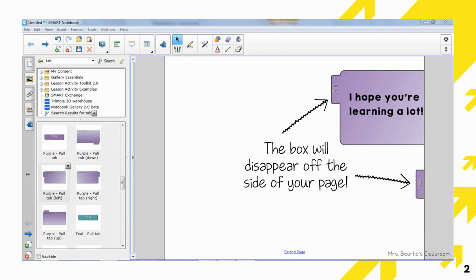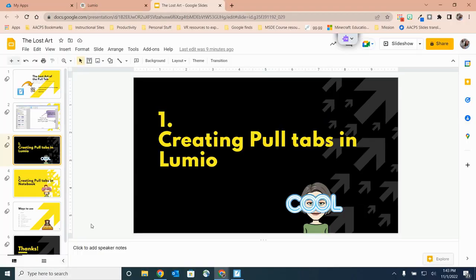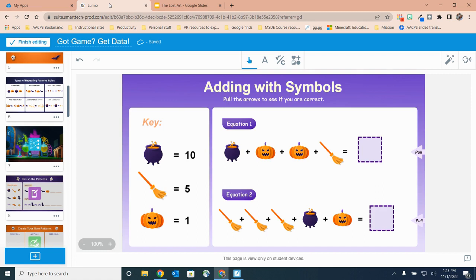And we're going to see today how to create those pull tabs not only in Smart Lumio, but we're also going to see how you can create them in Notebook, add so many additional features to them, and then import them into Lumio as well. So to start with, let's look at how to create pull tabs here in Lumio. I'm going to jump out of this presentation and go into an existing Lumio, and I'm going to show you an example of how pull tabs might be used here in Lumio.